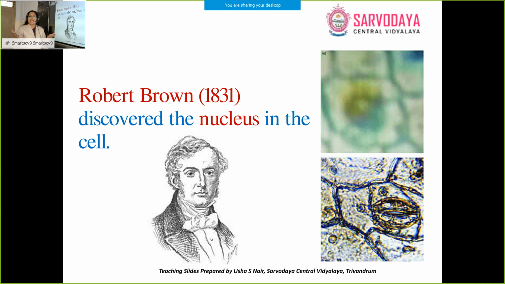Now here comes another scientist. First we had Robert Hooke, now we have Robert Brown. It's just a surname that is different. Robert Brown, in 1831, discovered the nucleus in the cell. We did the nucleus in grade 8. Nucleus is very important in a cell. It controls the activity of the cell, and it has a role in inheritance. What is inheritance? The transfer of characters from the parent to the offspring.